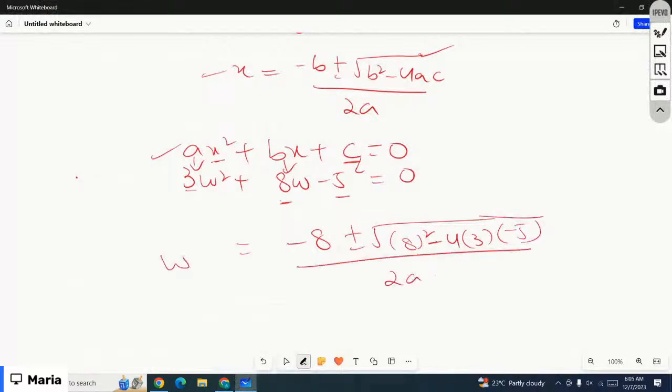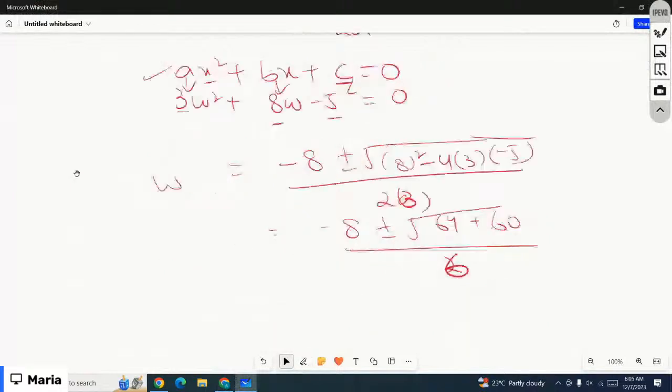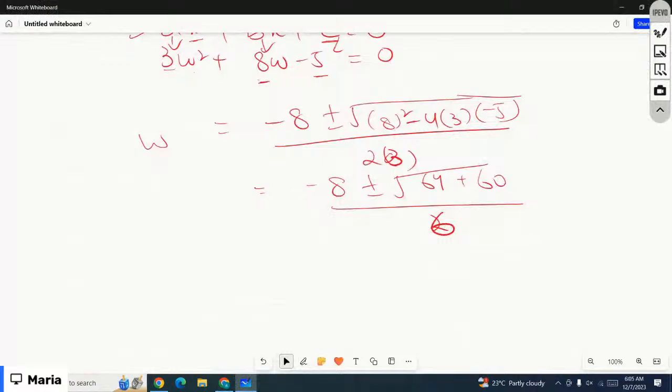You are going to evaluate this for w, because here you have the variable w. Negative 8 plus or minus the square root of 8 square, which is 64, minus minus, so plus, 5 times 3 is 15 and 15 times 4 is 60, divided by 2 times a, which is 3. 2 times 3 is 6. So you have negative 8 plus or minus the square root of 144 divided by 6. The square root of 144 is 12, over 6.